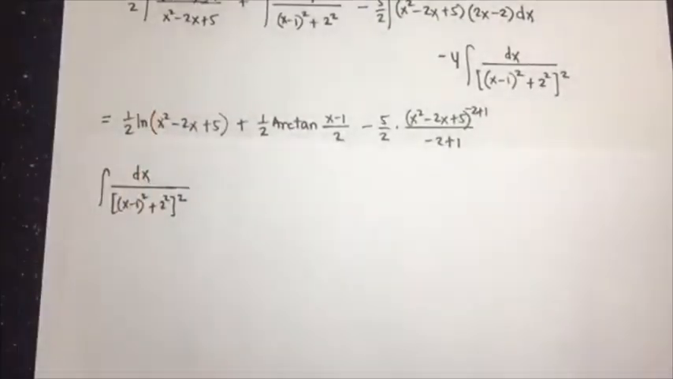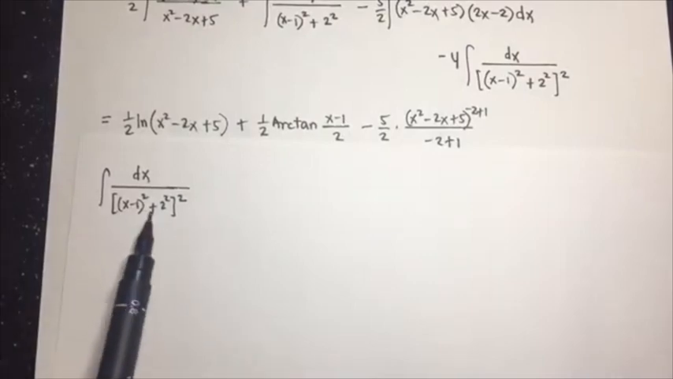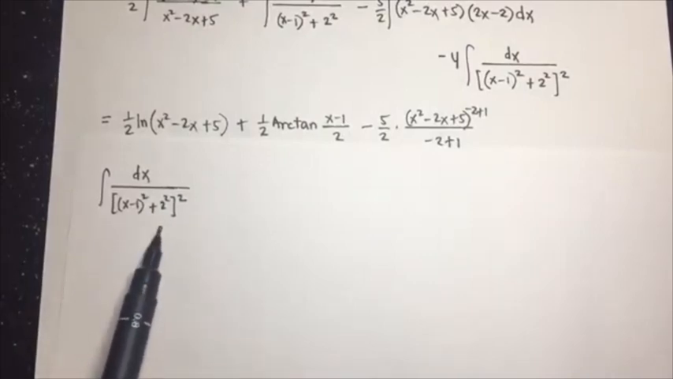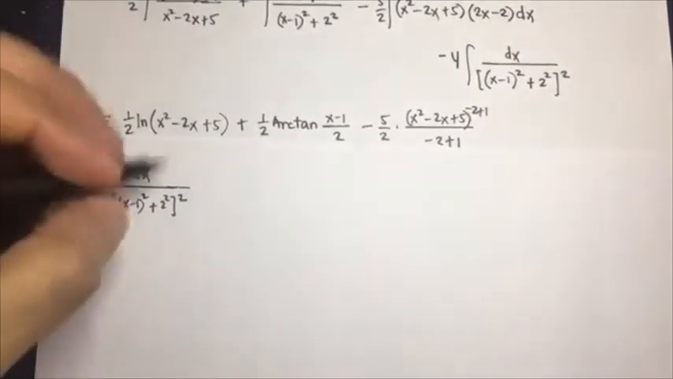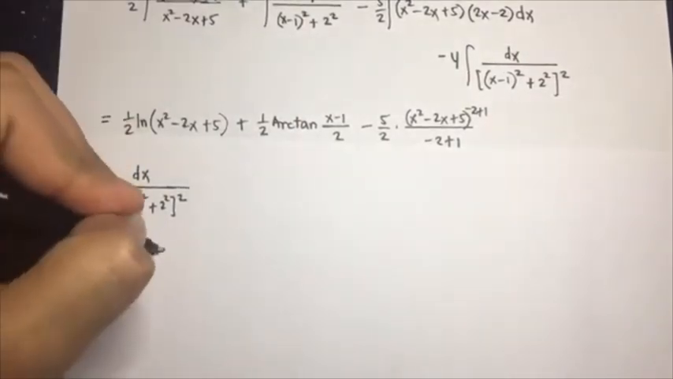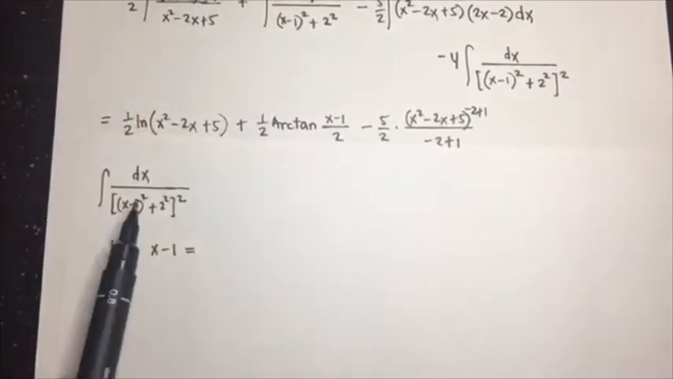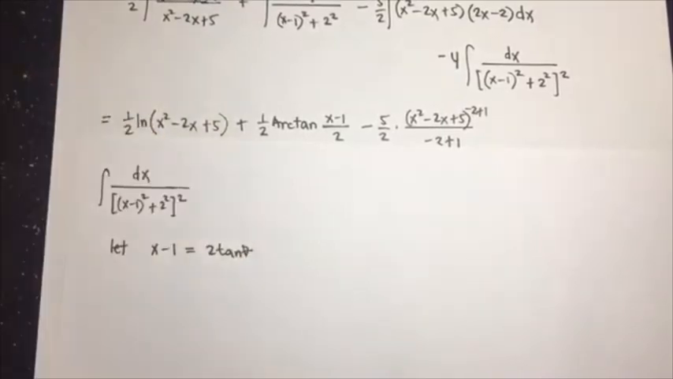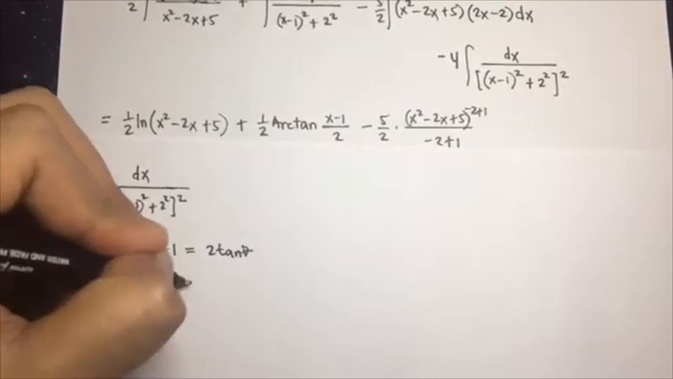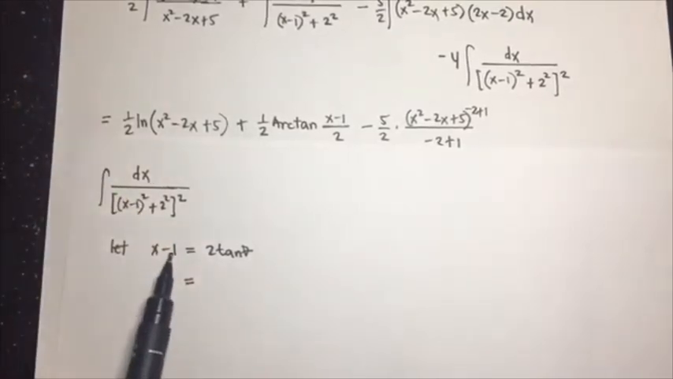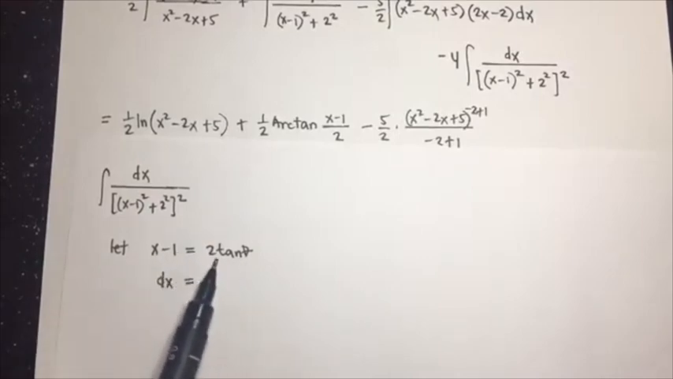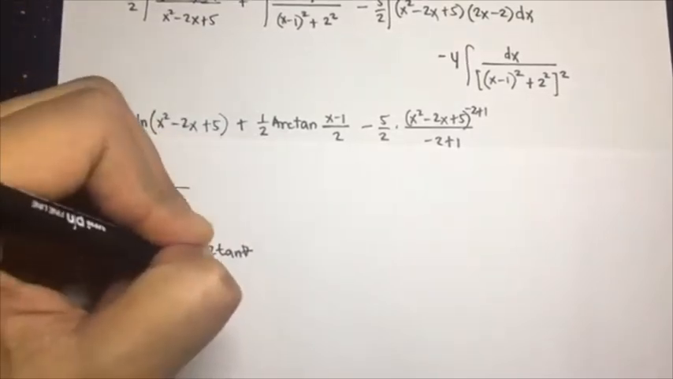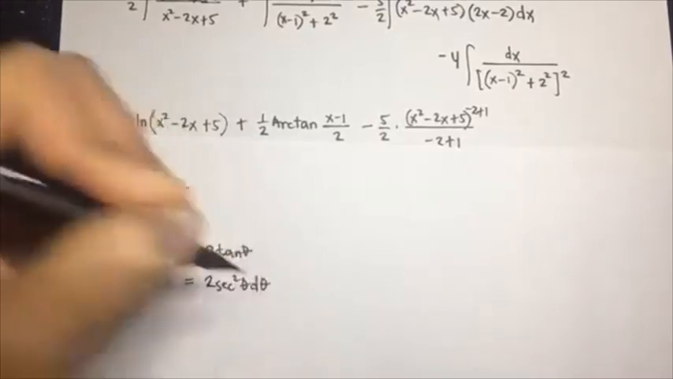Okay, since it's in the form of x squared plus a squared, we can use tangent theta. So let x minus 1 be equal to a tangent theta, where a is 2, so 2 tangent of theta. Differentiating, the derivative of 1 is constant, so on the left side it will only be dx, and the derivative of tangent theta is secant squared theta, so dx will be 2 secant squared theta d theta.